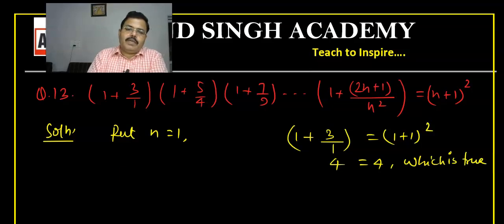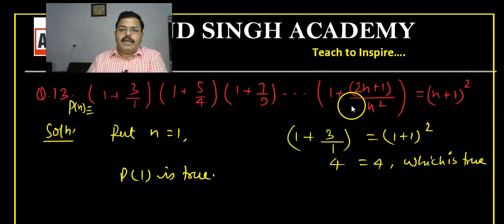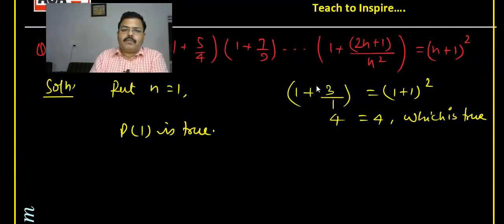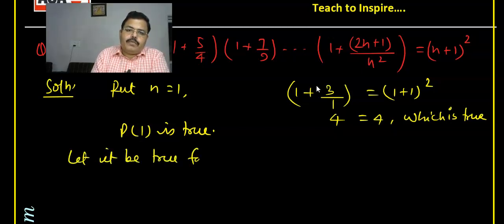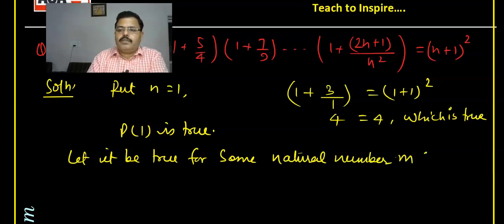So n is equal to 1 is true. Therefore, Pn is true, which I can write as equivalent to Pm. Now, let it be true for some natural number m, which belongs to N, right?